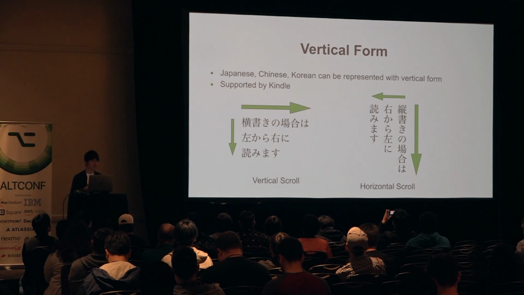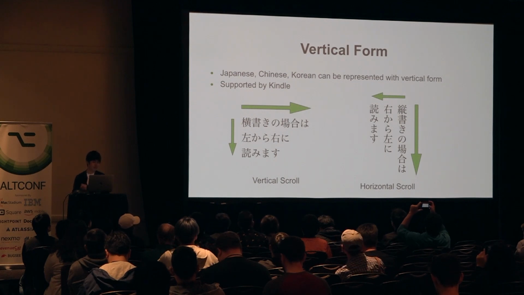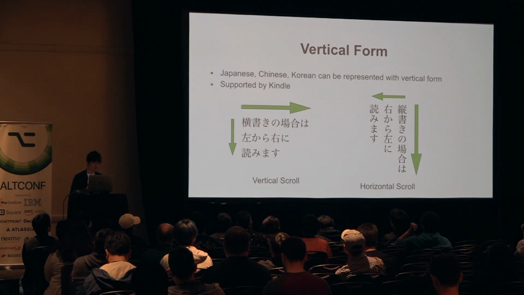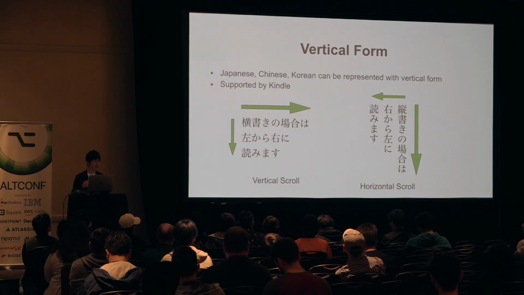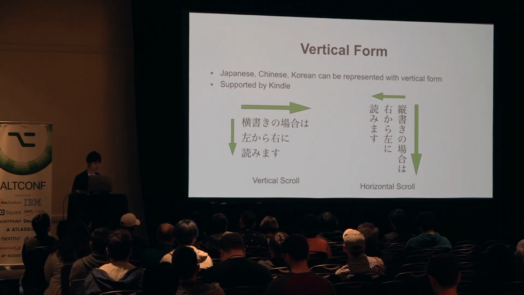We always write English from top left and scroll vertically. But some Asian characters can also be represented in vertical form. With vertical form, we read from top right and scroll horizontally. If you want to build a book reader, supporting vertical form is necessary, I guess. Kindle supports both styles.